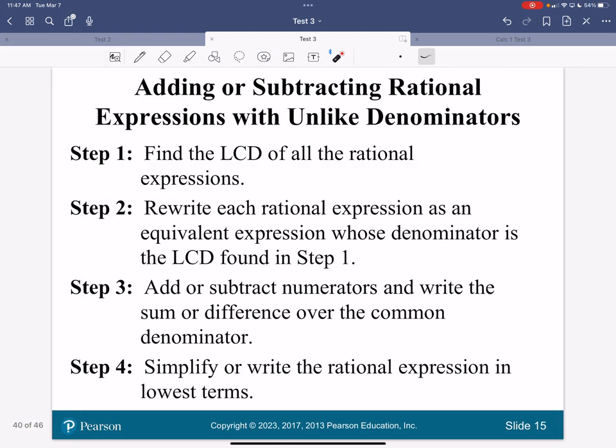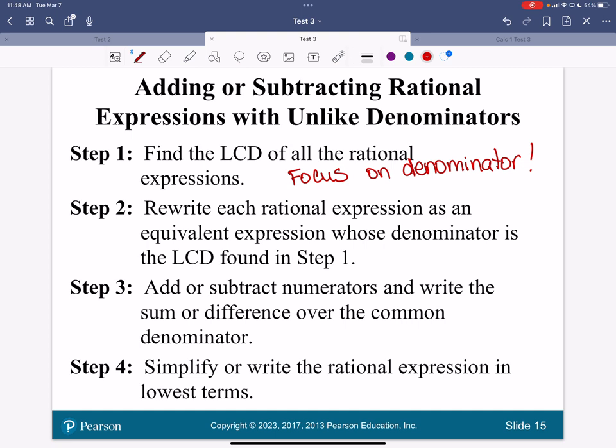Here we go. Adding or subtracting rational expressions with unlike denominators. The first thing that we have to do is find the LCD of all the rational expressions. The LCD focuses on the denominator. We are not worried about the numerator yet. We are focusing on the denominator. That's what we're doing right here. Focus on denominator.